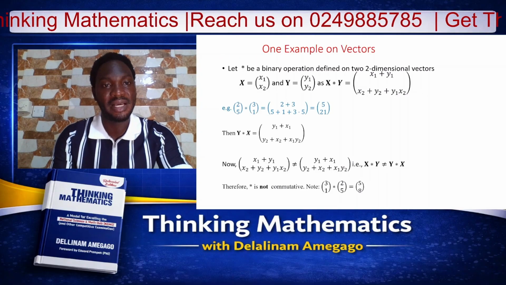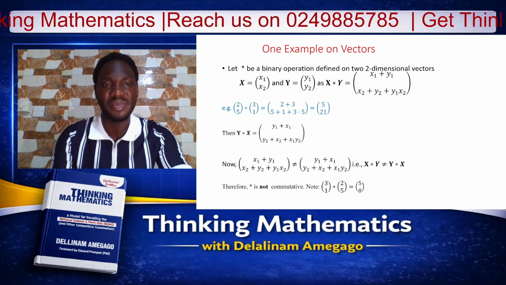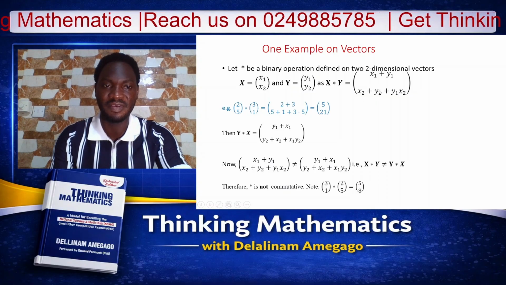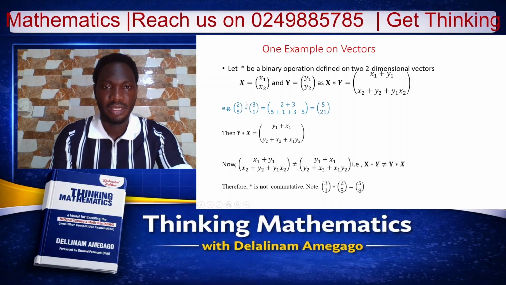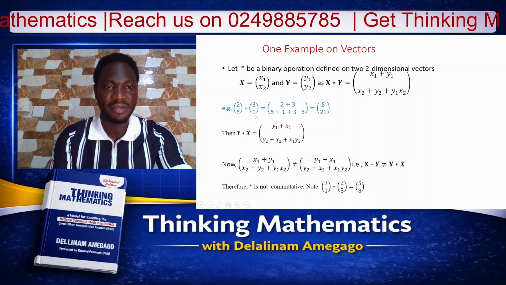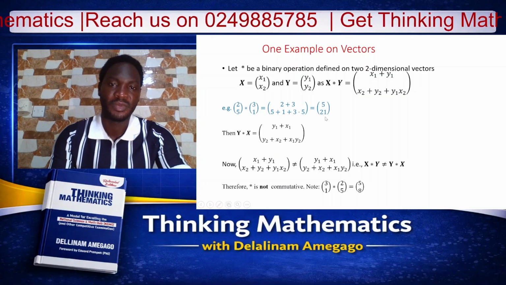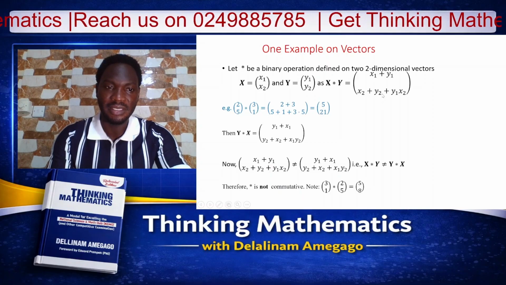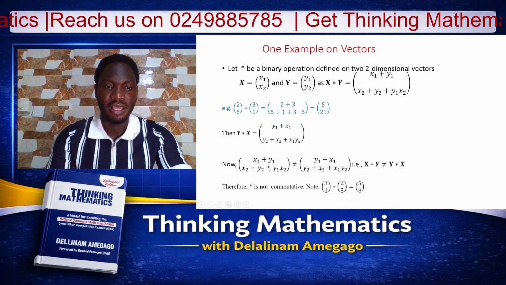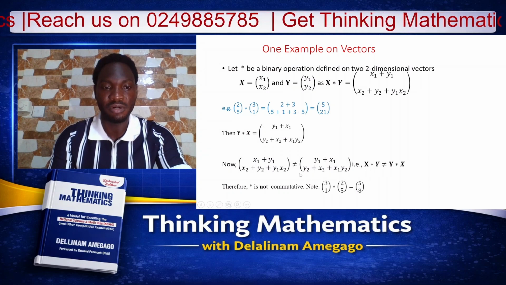Now, consider a binary operation star defined on the space of two-dimensional vectors as this: x star y equals this vector. Then the vector (2, 5) star the vector (3, 1) will give us the vector (5, 21). Now, if x star y is this, then y star x is this vector. If we inspect the two vectors carefully, we find that they are not equal.